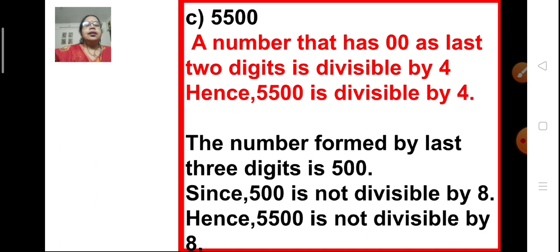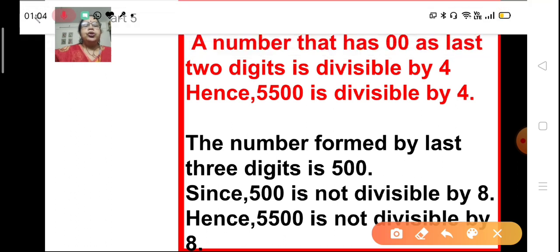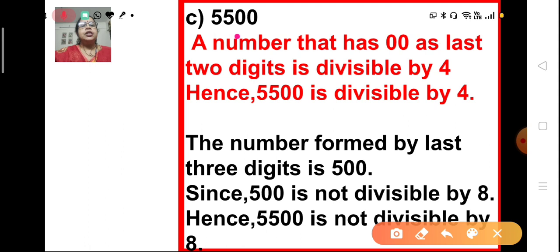Now let's look at problem C, 5,500. Now children, whenever we have a number which has 2 zeros in its ones and tens place, then the number is divisible by 4. We should remember this rule, because 100 is exactly divisible by 4. So any number which has 2 zeros in the end, or if the last 2 digits are 0, then the number is divisible by 4. So this number has 2 zeros in ones and tens place, so it is divisible by 4.